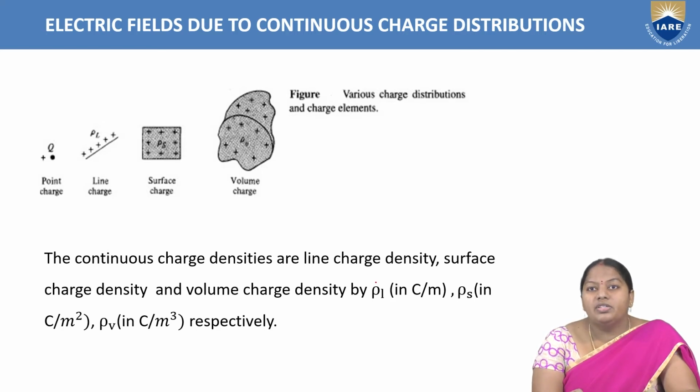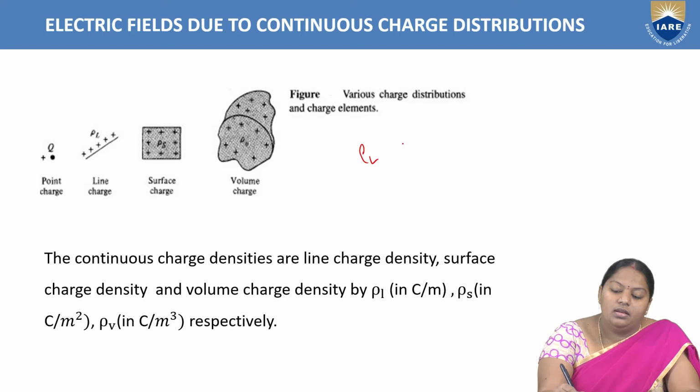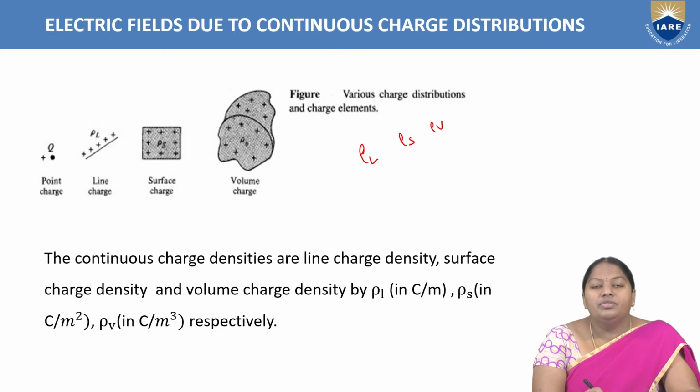And if you consider two directions, if you close that line, it becomes a surface, and throughout that surface the charge is uniformly distributed. This is said to be surface charge density. If you close that surface, then it becomes a volume, and throughout that volume the charge is uniformly distributed. Like this, we have considered three continuous charge distributions as rho L, rho S, and rho V, where rho is the charge density for line, surface, and volume.